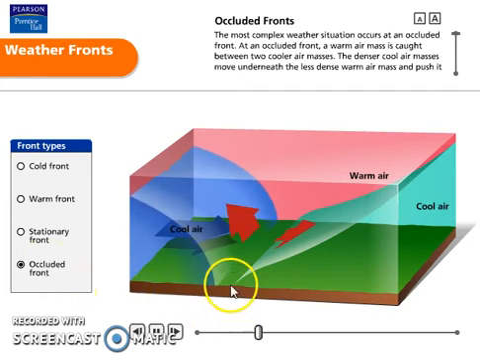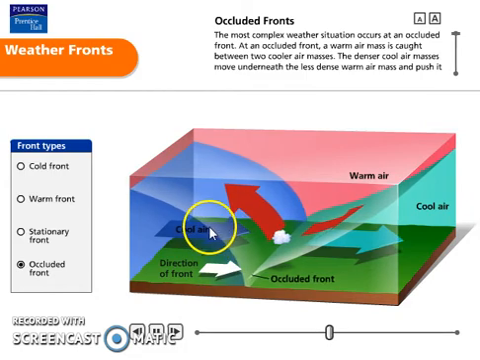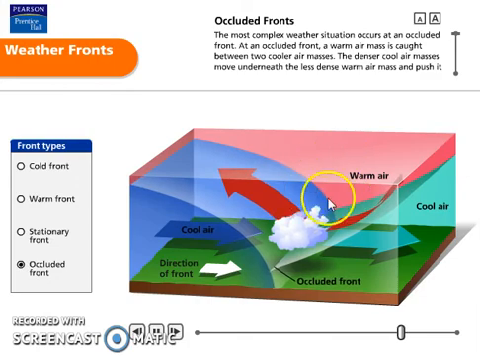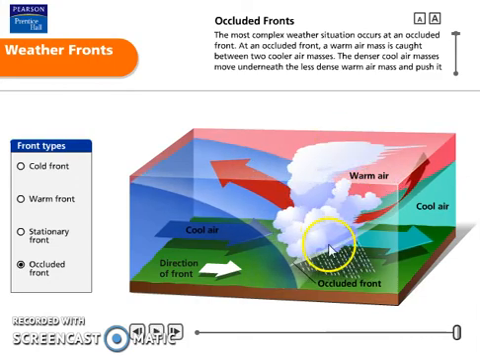The last is an occluded front. An occluded front is very rare. It's when you have two cooler air masses. They come together and they trap a warm air mass in between them. This is the only type of front where you're going to see three different air masses coming together at the same time. Again, you can get precipitation.